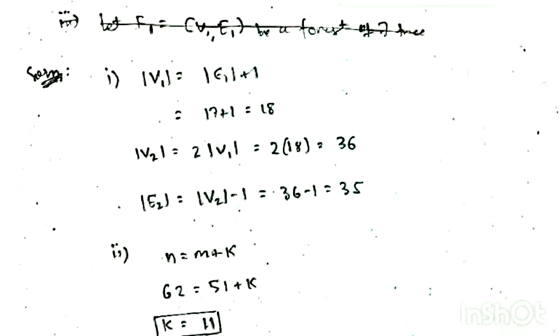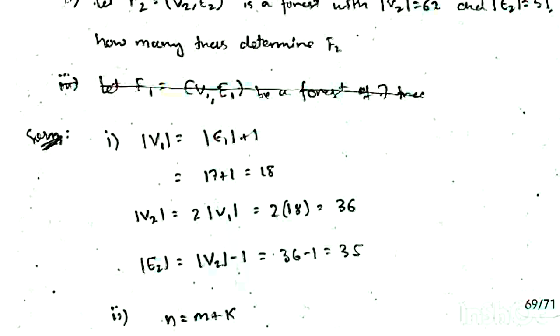For this question, if the total number of vertices is k, then the number of edges will be k minus 1. So by using this, we can find out what's the value of total number of vertices, okay. That will be total number of edges plus 1, okay. E1 is given, we can find out what is v1. After getting v1, we can find out v2 and e2. v2 is equal to 2 times v1 and e2 is equal to v2 minus 1, okay.